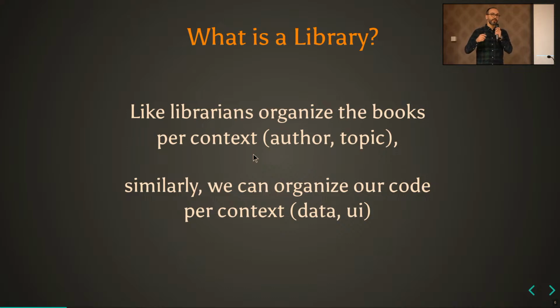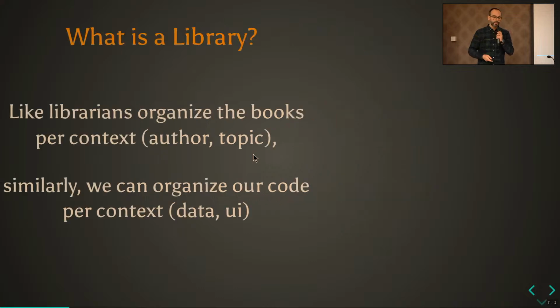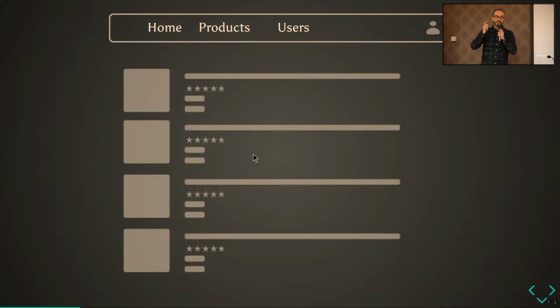And the libraries in general help us a lot, also by giving us a separation of concerns. So let's see this screen and think the following. We have a designer, and the designer gives us this one, which has on top just a menu item with home, product, users, and then we have the navigation, the avatar icon, and we have a list. Can we think a bit what kind of libraries can we create for this one?